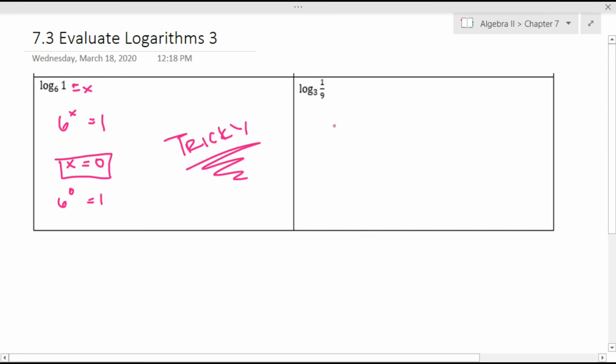All right, and last but not least, this one's pretty straightforward. 3 to the power of x is equal to 1/9. So I want bases to be 3's. This one doesn't have to change. This one's going to be 3 to the power of -2, not cubed. A lot of you keep saying 3 cubed is 9, but it's not. It's -2. So x is equal to -2. There we go. All done.